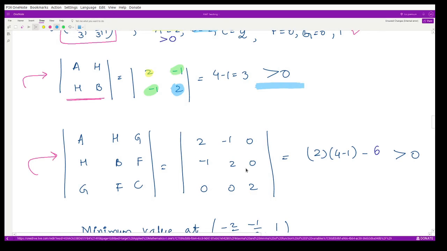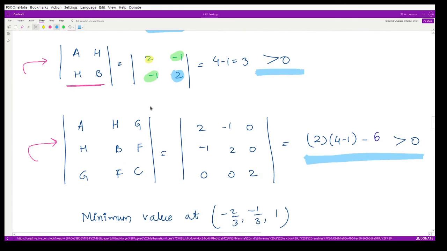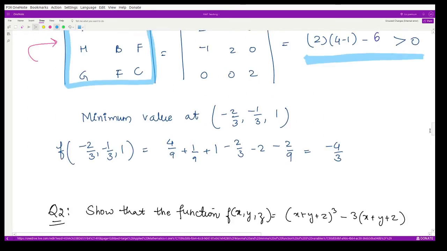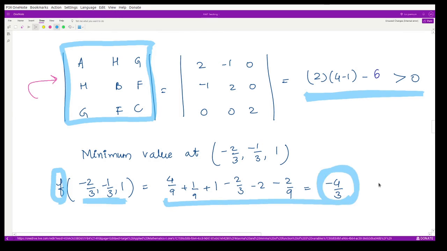Similarly for this third order determinant you obtain the value as a positive quantity. Now because a is also positive, the second order determinant is also positive, and this third order determinant is also positive, therefore we will say we have a minimum value at this critical point. So what is this minimum value? This minimum value is obtained when you substitute this critical point into the given function. So once you do that, you have the minimum value as minus 4/3. So this is your answer.